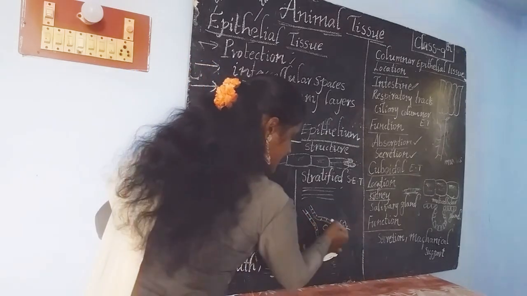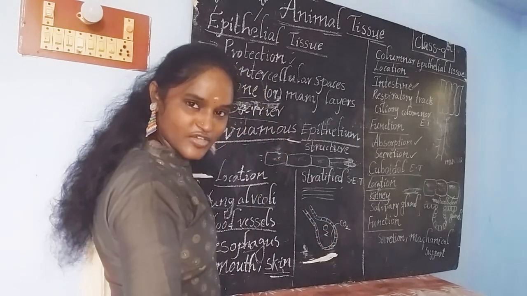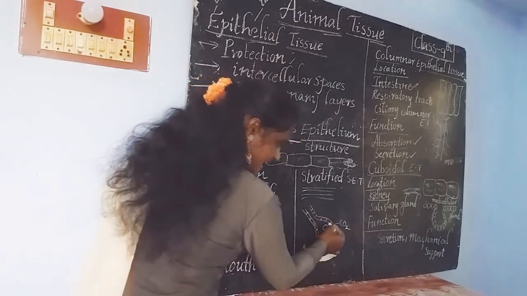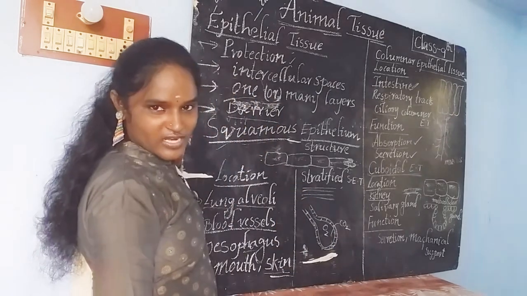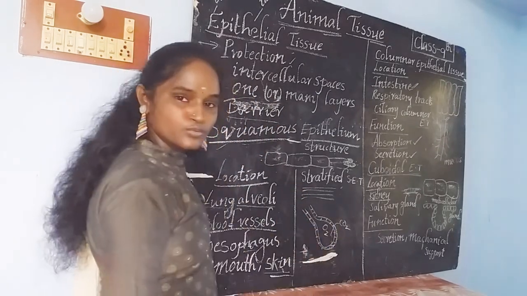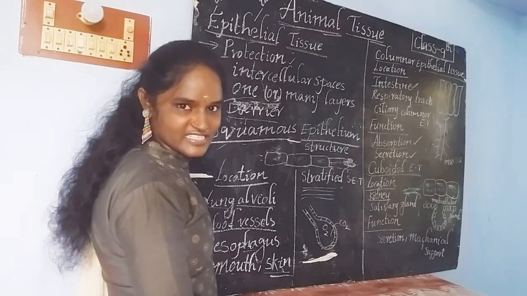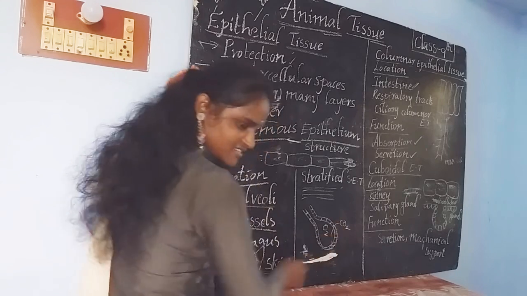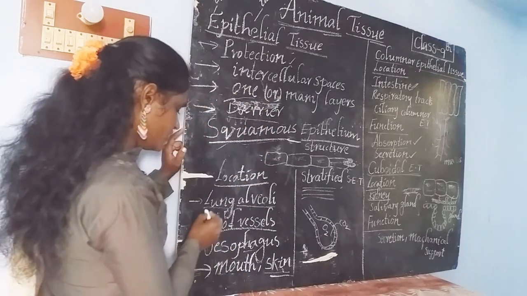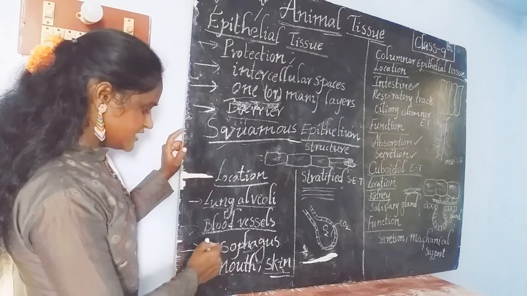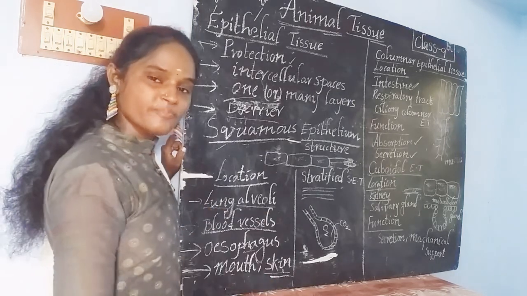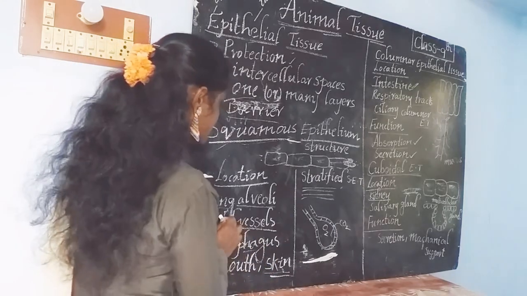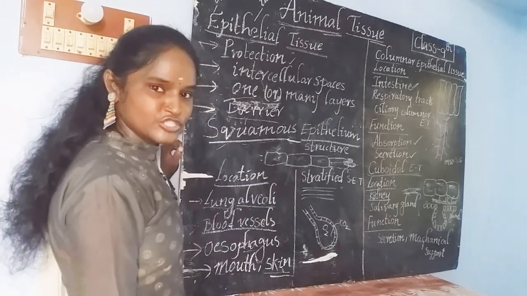It is made up of a single layer. Single layered squamous epithelial tissue lines the alveoli. That's why it is capable of doing its function very easily, that is gaseous exchange: carbon dioxide out and oxygen in. And we also find squamous epithelial tissue in the lining of blood vessels. The blood vessels are also lined with squamous epithelial tissue.